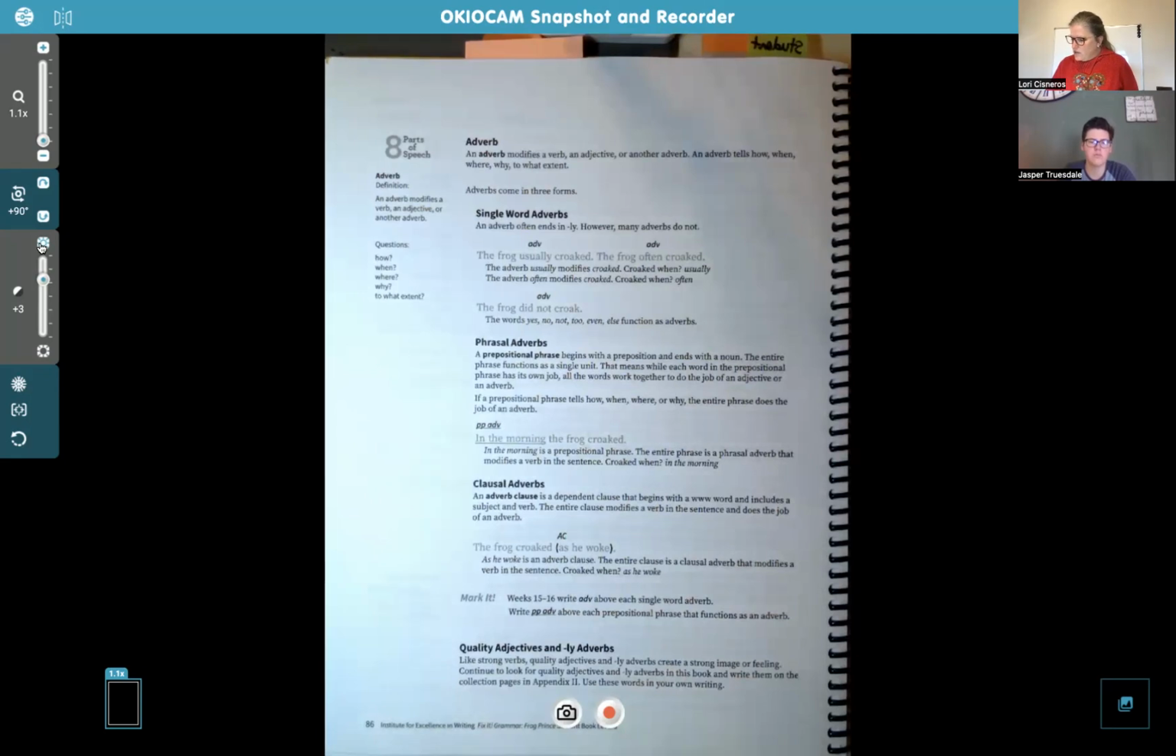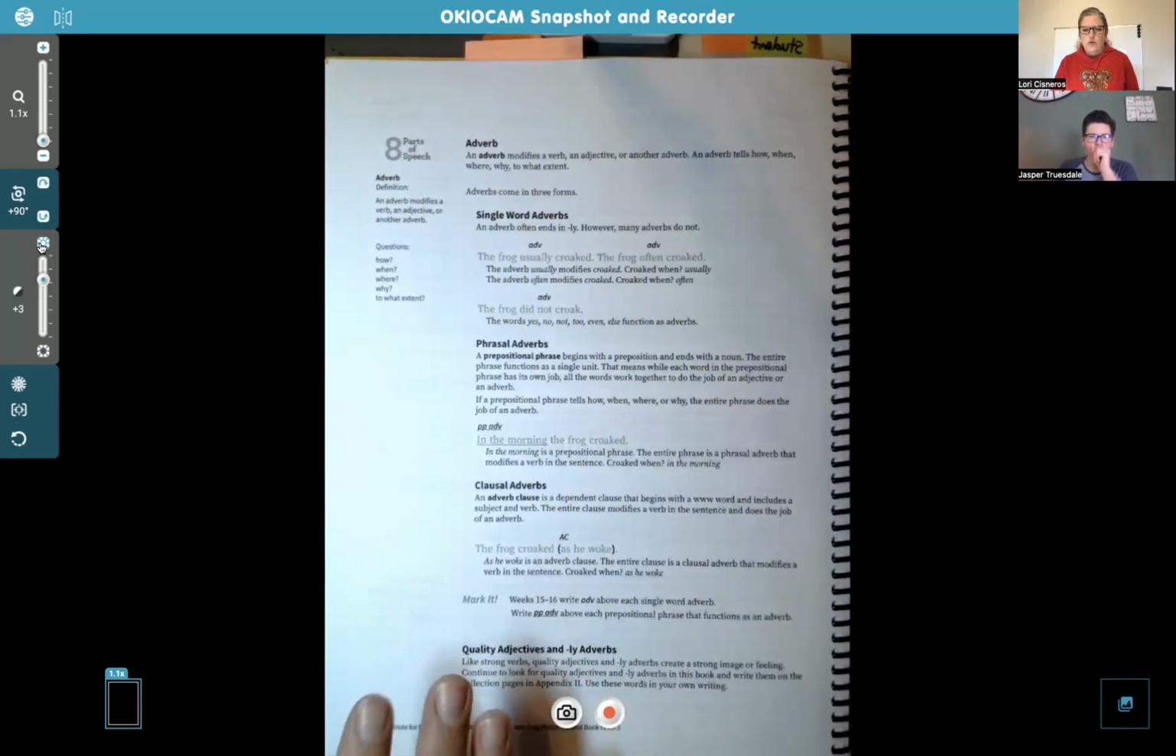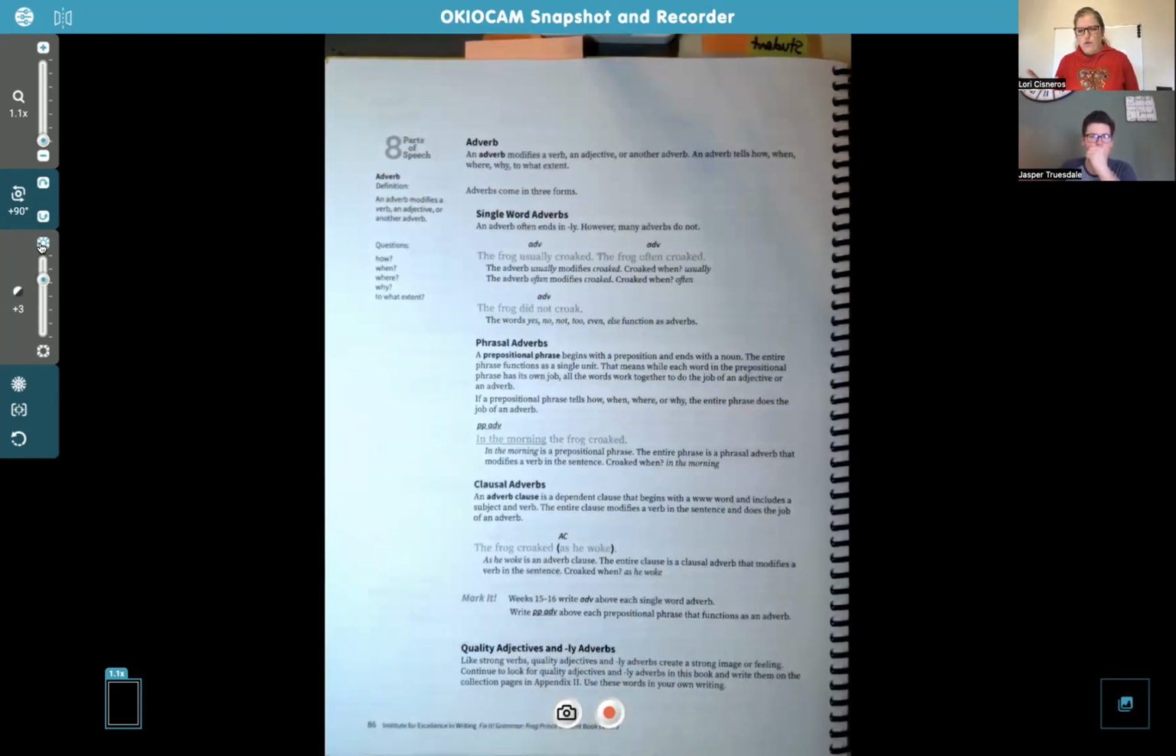And then quality adjectives and ly adverbs. This is just a note down here. Like strong verbs, quality adjectives and ly adverbs create a strong image or feeling. Continue to look for quality adjectives and ly adverbs in this book and write them on the collection pages in Appendix 2. Use these words in your own writing. So it's just a note for you at the back of the book. There's a place to make your list because in this story that we're working through, there's a lot of great ly adverbs and quality adjectives. And we're going to talk a little bit more about that in the writing part of the class.